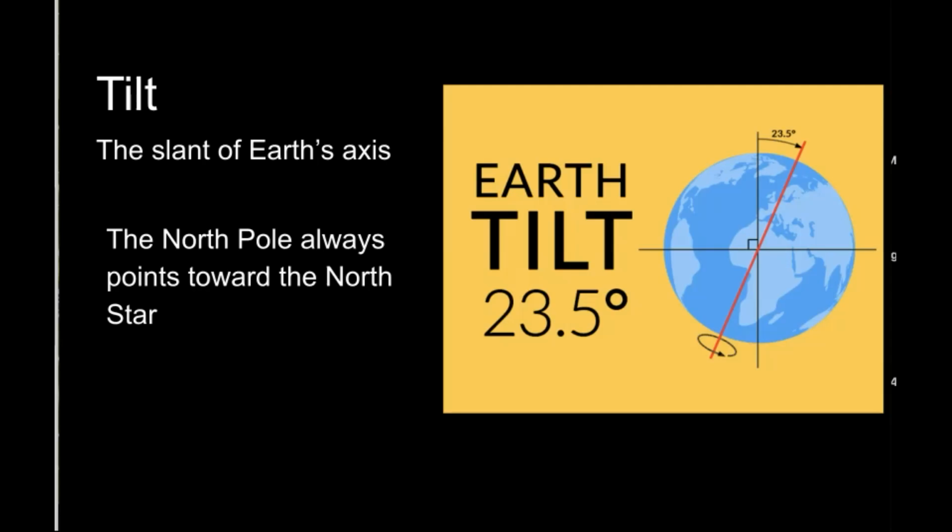All right. So we talked about the rotation. Rotation is when it spins on its axis. It takes 24 hours to do it once all the way around. But the Earth is not only rotating, it's also going around the sun at the same time.